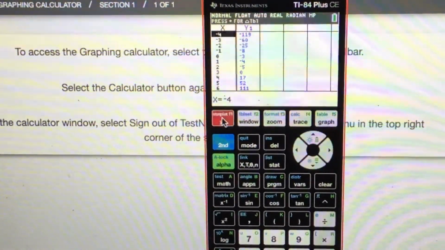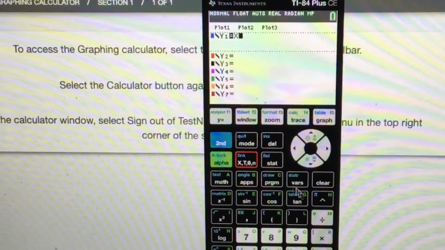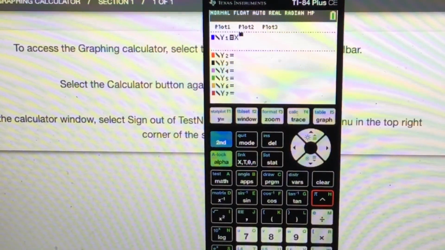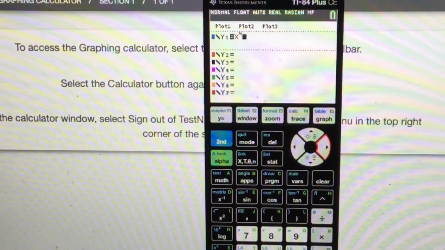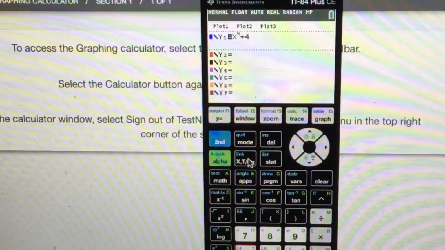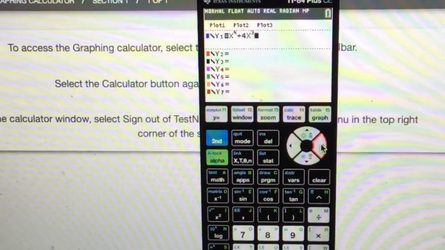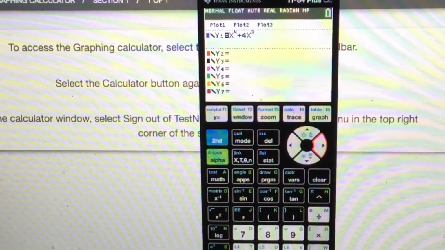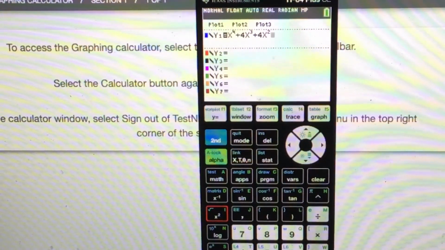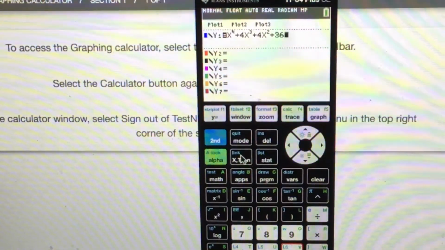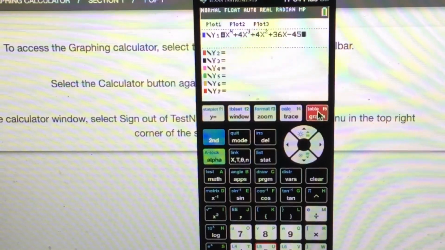So I'm going to go to y equals. I'm going to clear this off. And I'm just going to type, hopefully you kind of get how to do it now. So x raised to the 4th power. I hit the right arrow to kick that cursor down. Plus 4x to the 3rd. Then I hit the right arrow to drop that cursor down. Plus 4x squared, plus 36x. Got some big numbers in here. Minus 45. Okay, let's see if it touches in 4 nice locations.